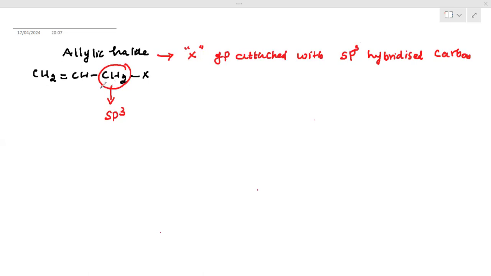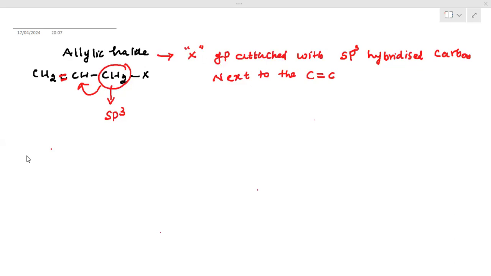What is next to the sp3 hybridized carbon? The carbon double bond will be existing. Okay? Next to the carbon double bond. If it is like this, that compound is an allylic halide. This is an allylic halide. Now, how is the SN1 reaction possible with an allylic halide? I will show you.